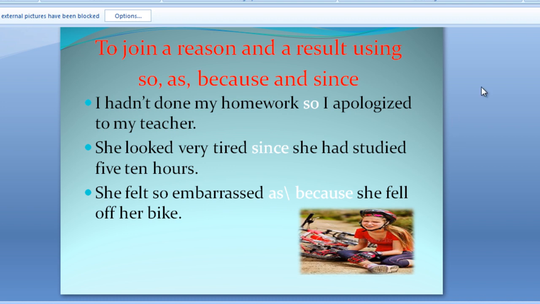This tense is used to join a reason and a result, using so, as, because, and since. Take care, since gives the same meaning as because. I hadn't done my homework, so I apologized to my teacher. She looked very tired since she had studied for 10 hours. She felt so embarrassed as or because she fell off her bike.